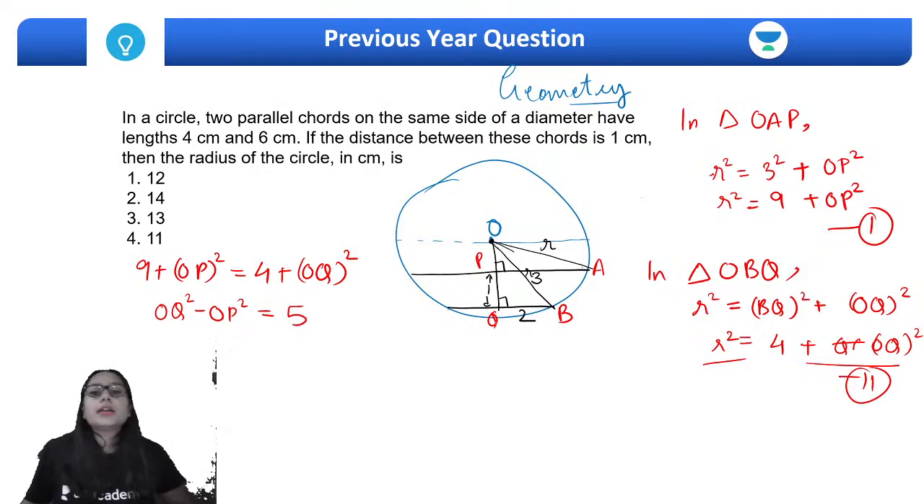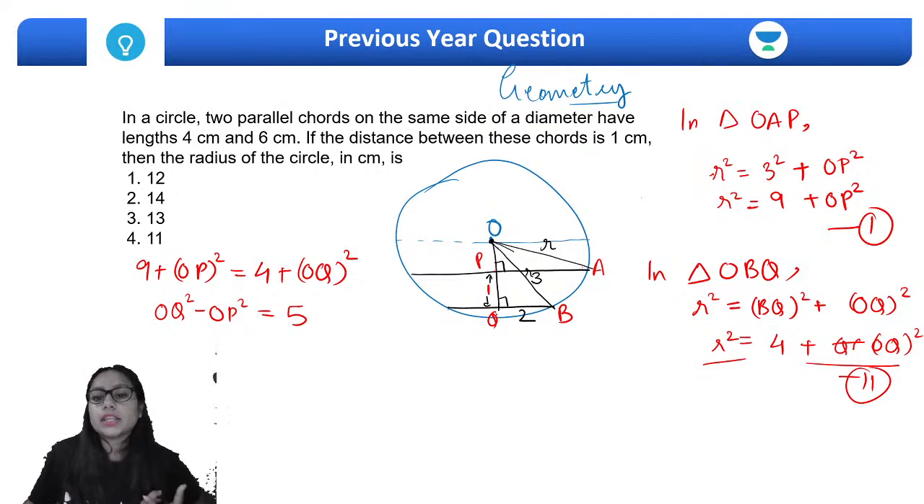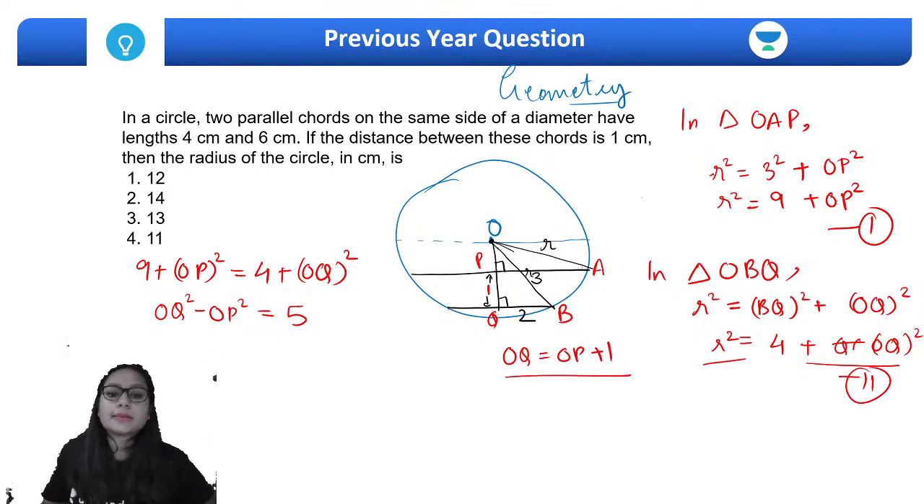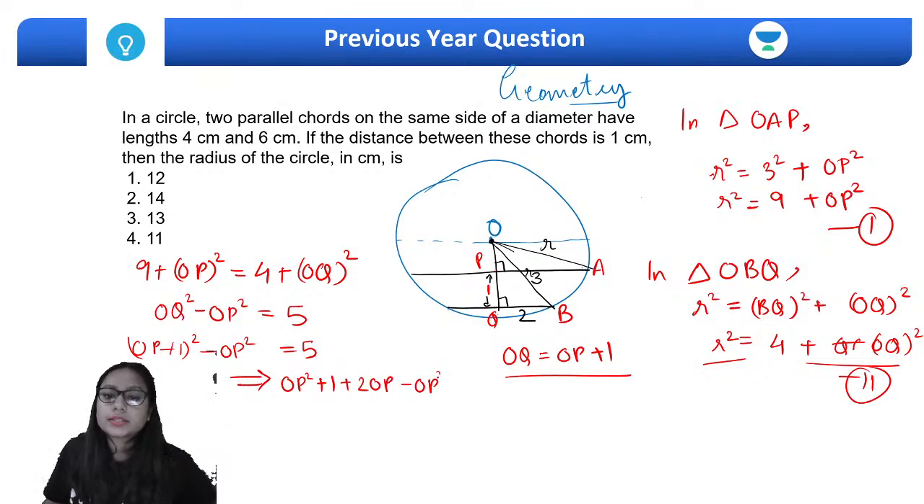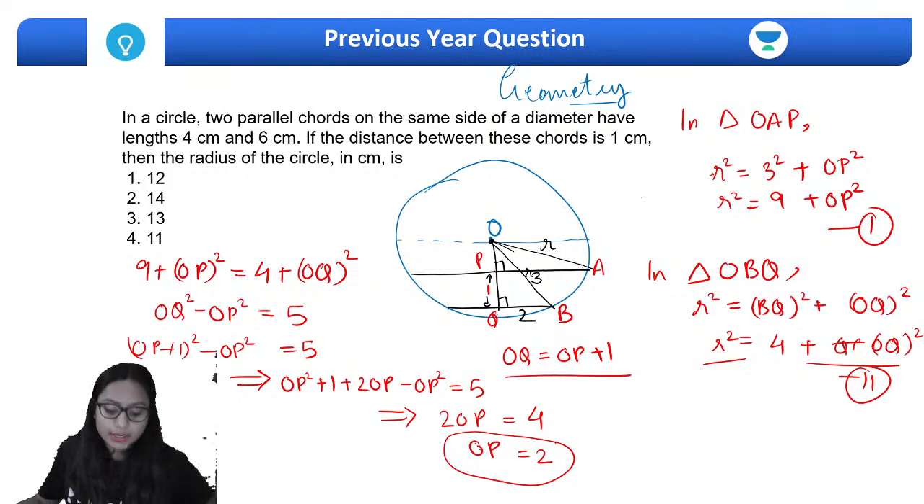Also, since it is given that the distance between points P and Q is 1 unit, OQ can be written as OP plus 1. Let us replace this. So OP plus 1 whole square minus OP square is equal to 5. Further simplifying, OP square plus 1 plus twice OP minus OP square is equal to 5. So 2OP is equal to 4. Hence the value of OP is 2.